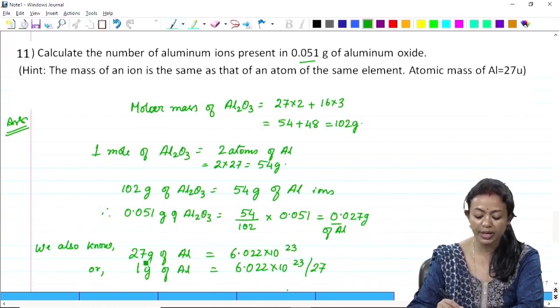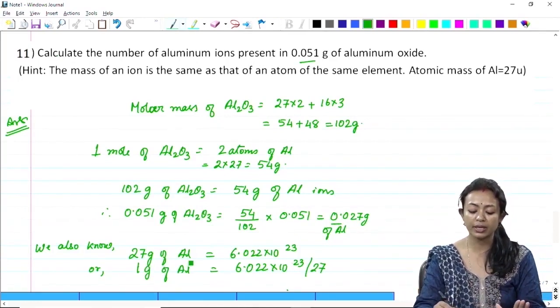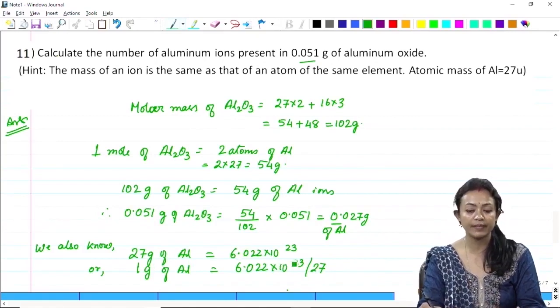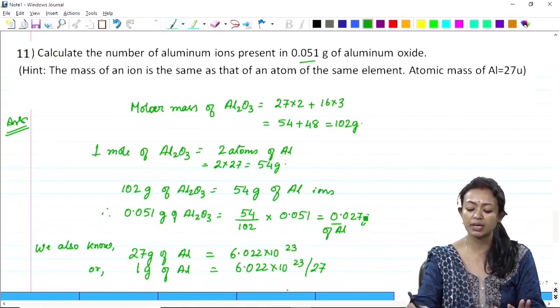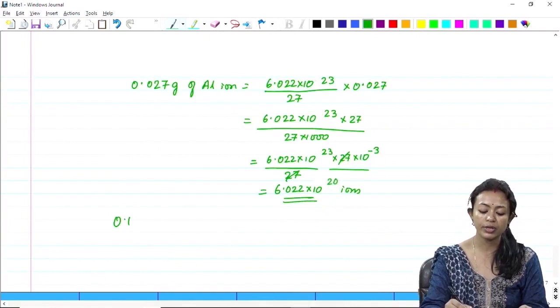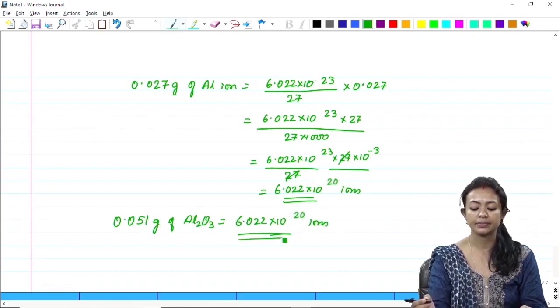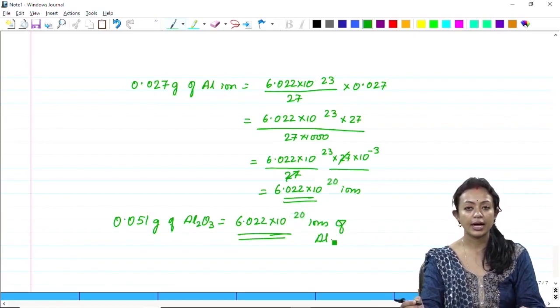And we already know that 27 gram is the molar mass. So the molar mass of aluminum, the atomic mass of aluminum is equal to the Avogadro's constant. Therefore, this many gram will contain how many? And this is, which is equal to 6.022 into 10 to the power 20 ions. So your 0.051 gram of aluminum oxide will contain 6.022 into 10 to the power 20 ions of aluminum. I hope this is clear.